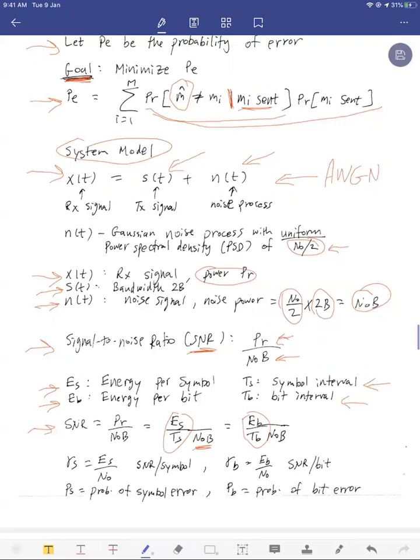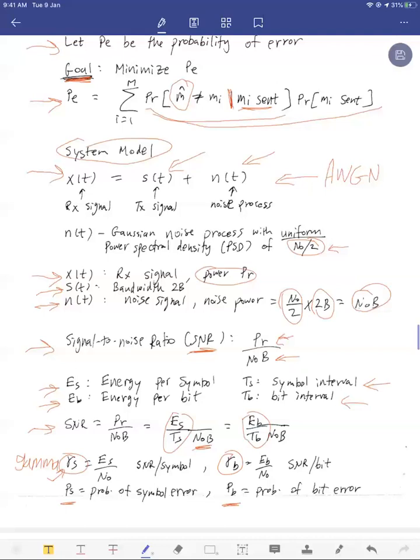Okay, we are going to sometimes define these quantities. So Es over N0 is going to be useful, so we call it the SNR per symbol, and we get something called gamma_s. This funky symbol here is gamma, the Greek letter gamma. So gamma_s and gamma_b are the SNR per symbol and SNR per bit, and then we can talk about the probability of symbol error, and we can talk about the probability of bit error.